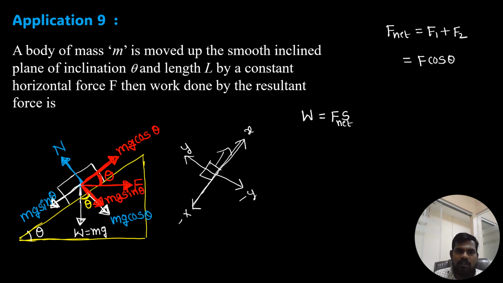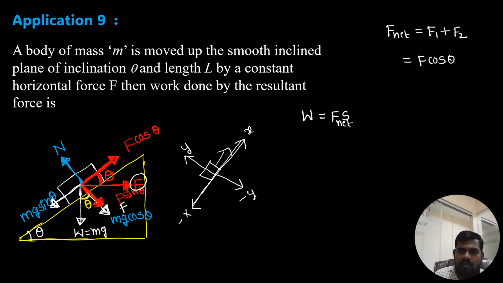Sorry, not F. I think I made a small mistake in the diagram. Can you please check it? This is not mg, because this is the force, right? So that's why this is F cos theta and this is F sin theta. Please keep it in mind: F cos theta and F sin theta. This is not mg in this case. I am arranging this one.